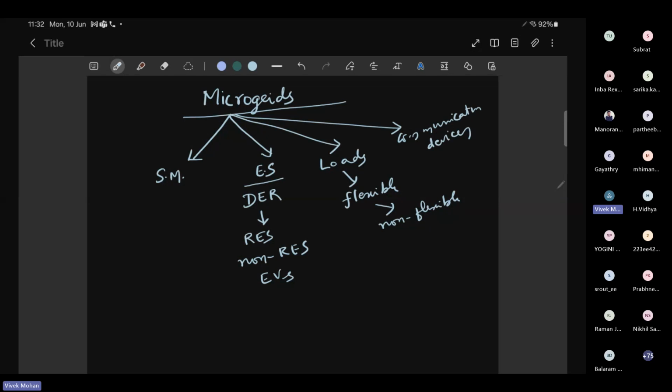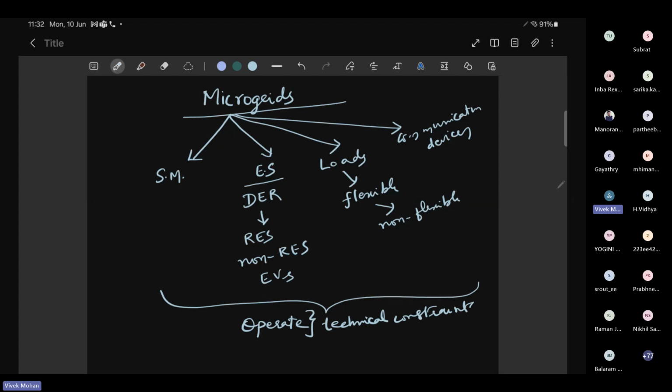Communication devices are there. Then what else? Anything else? Somebody has to operate this microgrid, right? So the operator will take care of the technical constraints, sometimes the business and economic constraints also. What are the business and economic constraints? Anybody? Hello, sir. Anybody? What are the different business constraints or economic constraints?